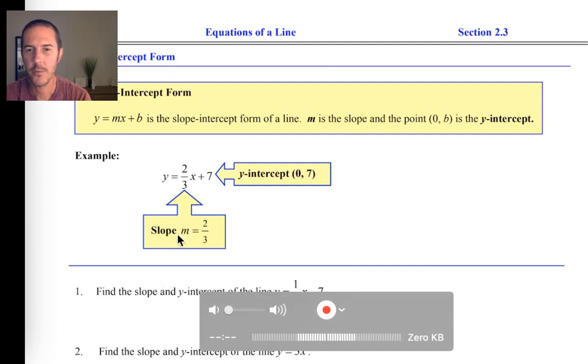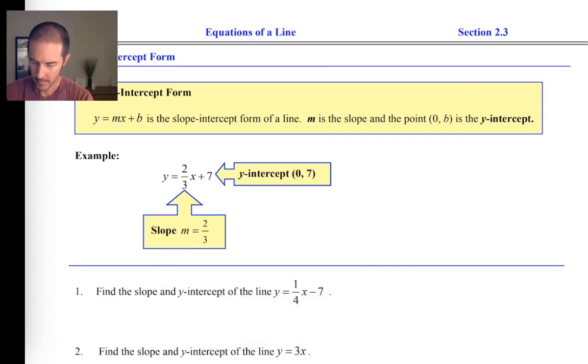And in this format, the value m is going to tell us what the slope of our line is, and b is going to tell us not just the intercept, but more specifically what the y-intercept of our line is, where the graph of our line is crossing the y-axis. And we're going to go through and look at some examples here.